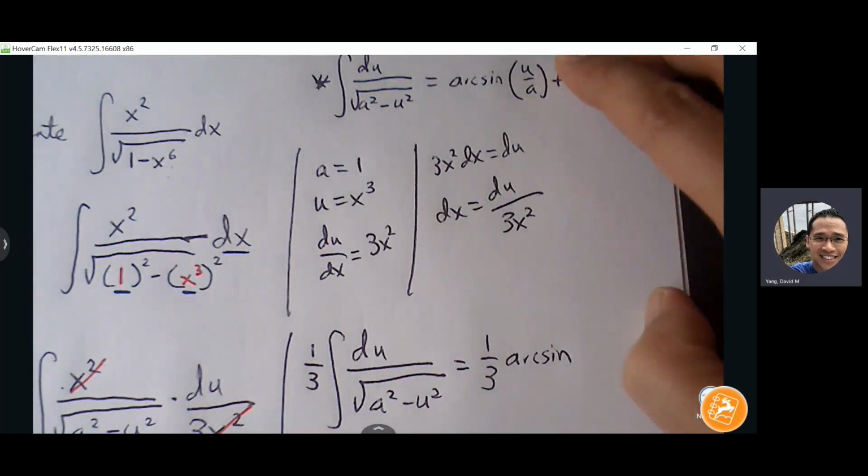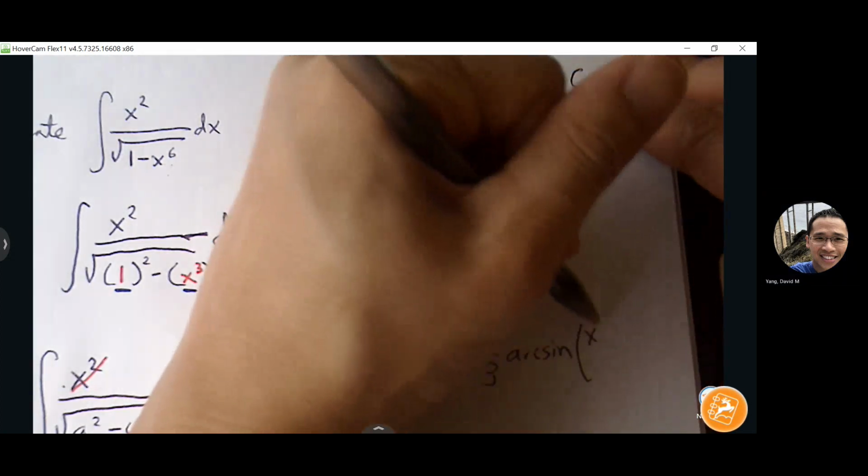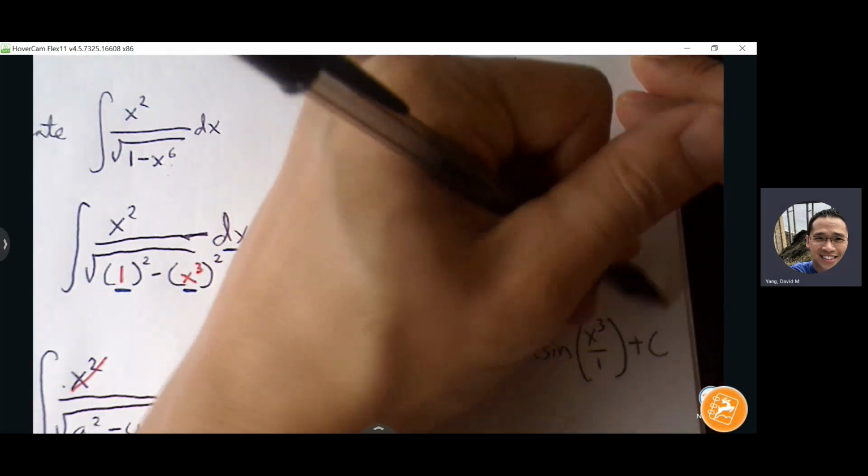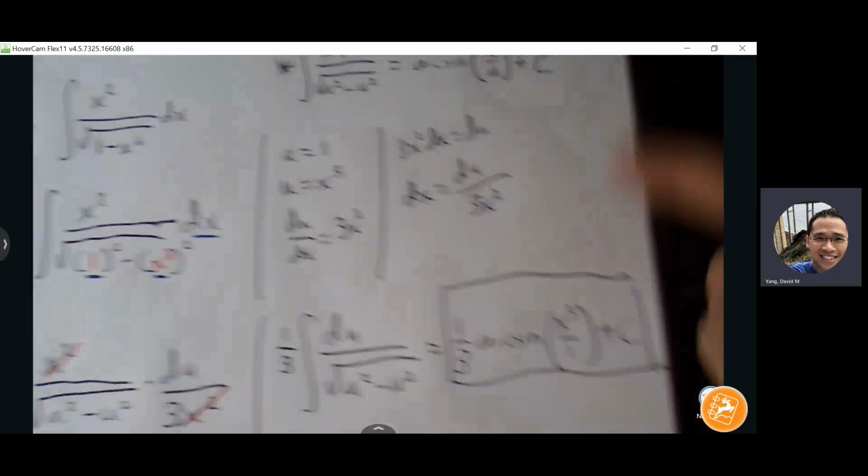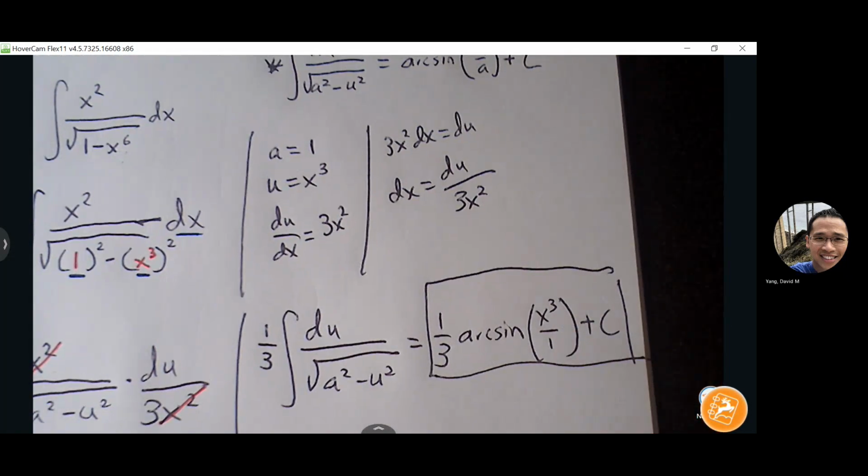Okay, my u value is 3x squared. Sorry, x cubed. My a value is 1. You can drop the 1 if you like, since that's going to clean things up, and just say arcsine of x cubed. Okay, number 5.